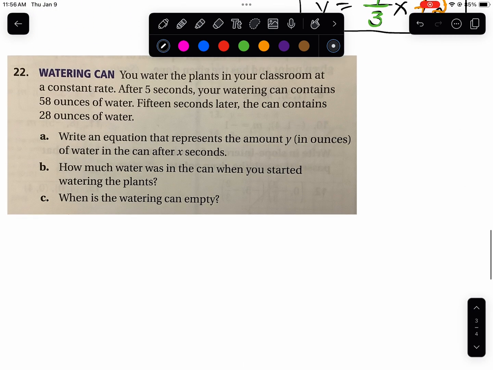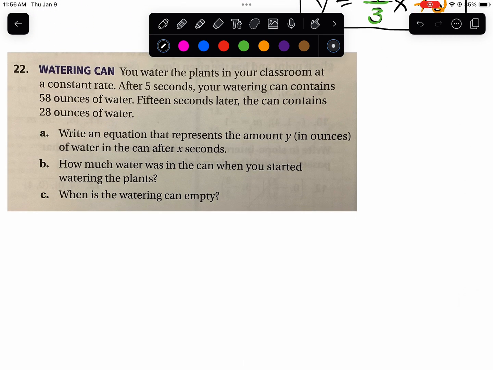All right, and last thing, let's take a look at a word problem here as well, or an application problem. So you water plants in your classroom at a constant rate. After 5 seconds, your watering can contains 58 ounces of water. 15 seconds later, the can contains 28 ounces of water. Okay, so we got some important information there. We're talking about amount of water, so 58 ounces, 28 ounces, and then we're also talking about time here, 5 seconds, 15 seconds. Okay, let's see where this is taking us.